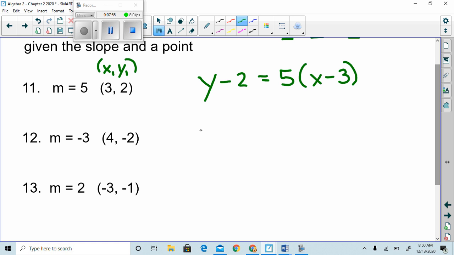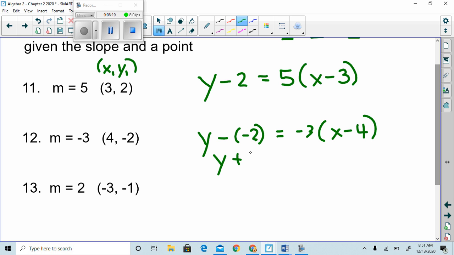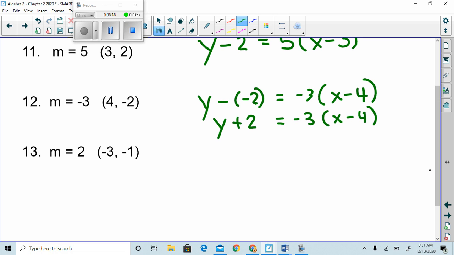Let's do the second. We have y minus, now I have a negative 2, so I'm going to put that negative 2 in there, is equal to negative 3 times x minus 4. Now if you remember, we don't want to leave it like that. We want to simplify that. So when we get a negative coordinate, we will just write it as the positive. If you want to write it out in 2 steps, you can.